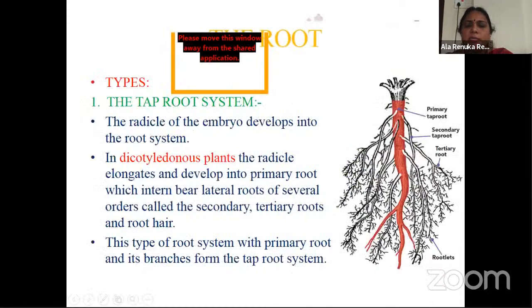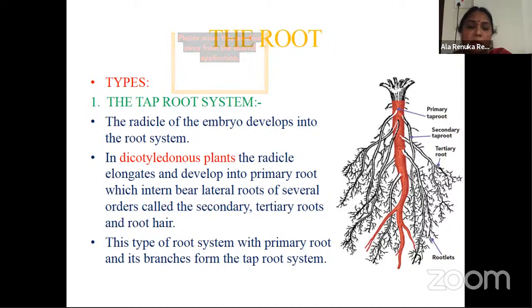Now the root, the underground part of the plant, is called the root system. Root develops from the radicle of the embryo. Radicle develops into the root system. In some plants this radicle is persistent, and in these the radicle becomes the primary root, which produces branches called secondary roots. These further branch and produce tertiary roots, and finally minute fine root hairs are produced.